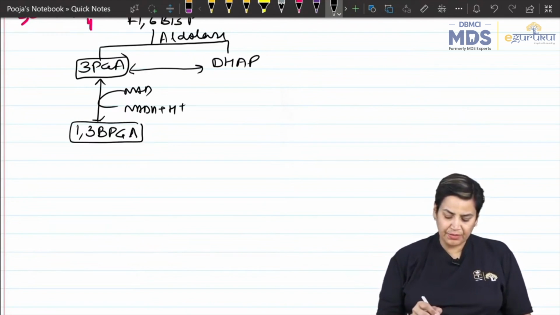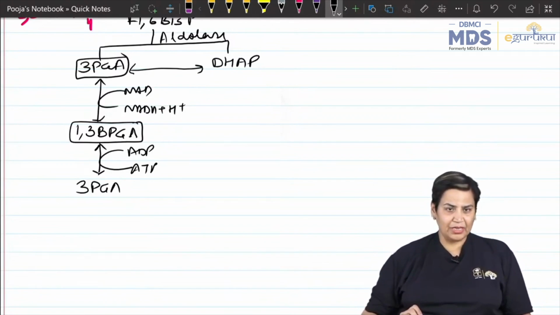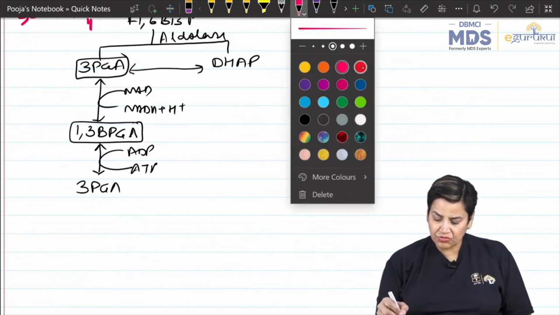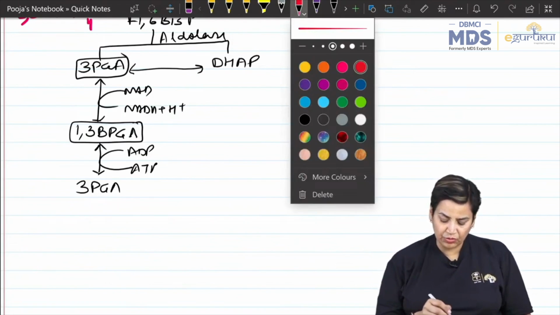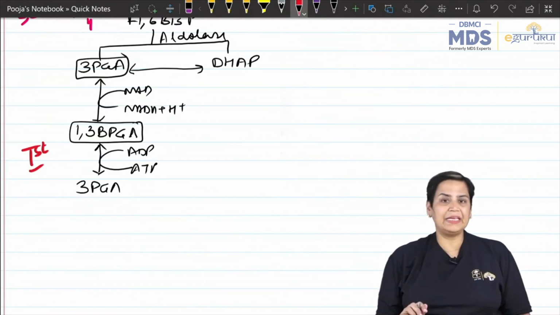And we get 1,3-bisphosphoglyceric acid, and this 1,3-bisphosphoglyceric acid again will form 3-phosphoglyceric acid, synthesizing 1 ATP. Now this reaction is important. Why is it important? Because this is an example of substrate level phosphorylation. The first step in which ATP is generated.